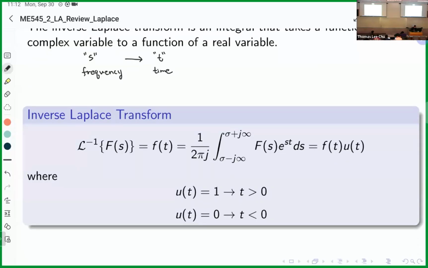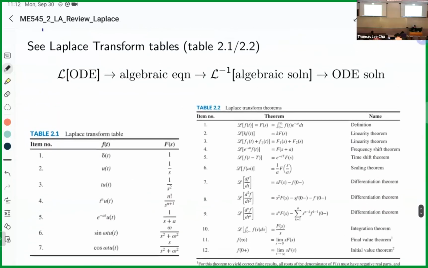Okay. So basically, this is the Laplace transform tables. This will be provided for you when you take your exam.